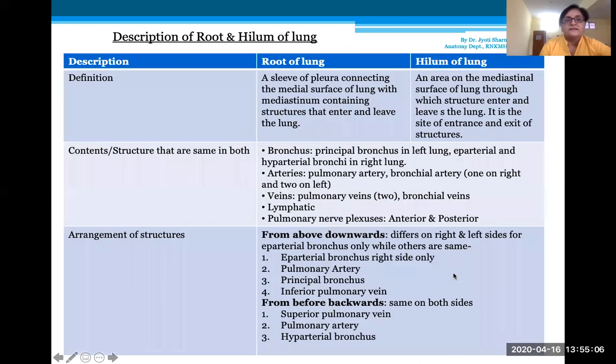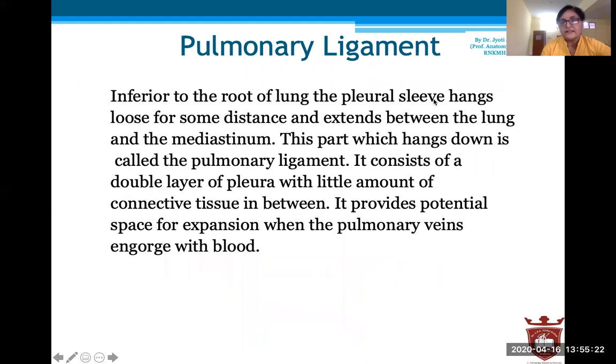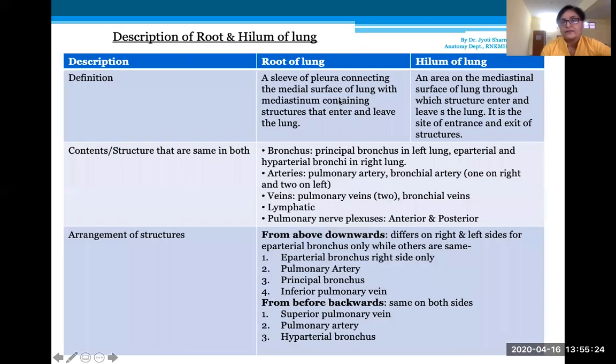Now we see what is the difference between the root and hilum of the lung. First of all, we will see the definition. The root of lung is a sleeve of pleura connecting the medial surface of lung with the mediastinum, containing structures that enter and leave the lung. Hilum of lung is an area on the mediastinal surface of lung through which structures enter and leave the lung. It is the site of entrance and exit of the structures.